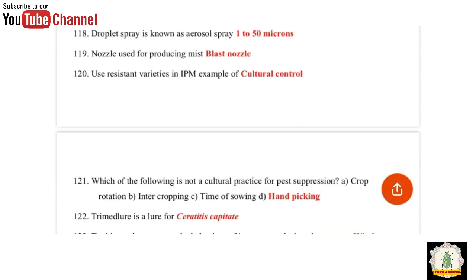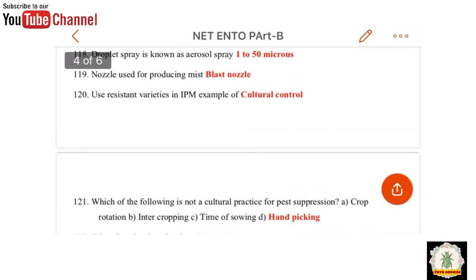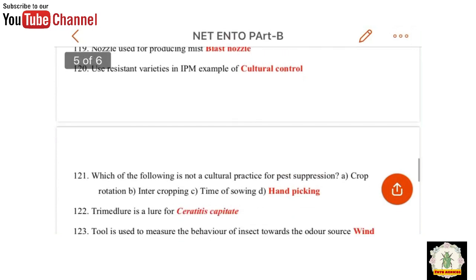Which of the following is not a cultural practice for the pest suppression? So the options were crop rotation, intercropping, time of sowing, and the last is hand picking. So the correct answer for this is hand picking, as this hand picking is a mechanical method, whereas the rest of the methods, that is crop rotation, intercropping, and time of sowing, are the cultural control methods.